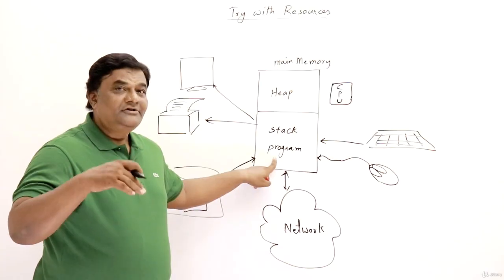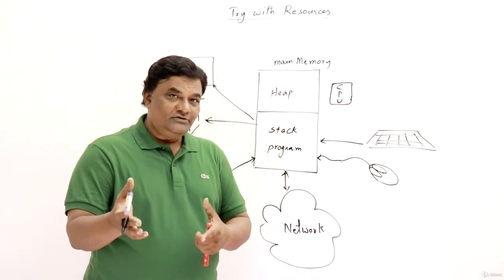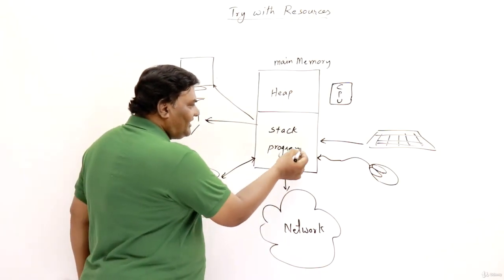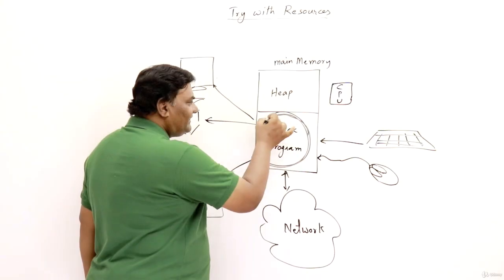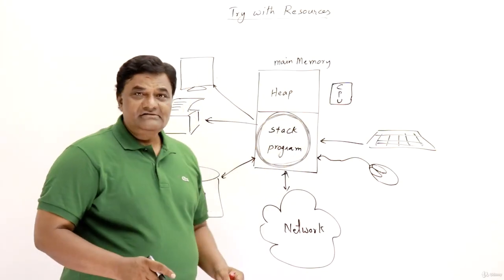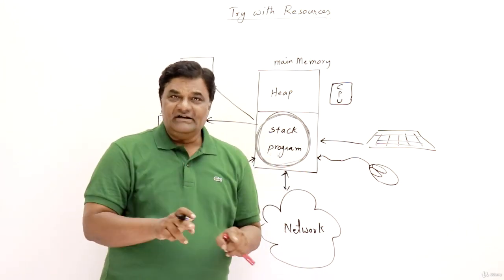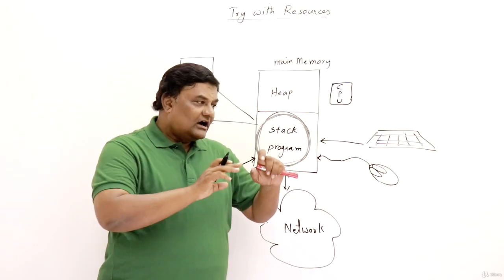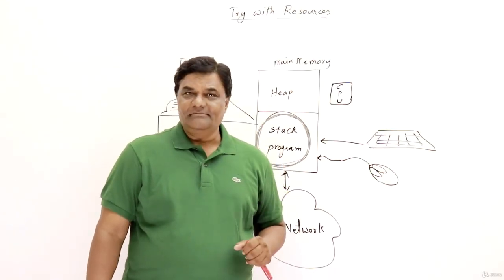Now the program uses the memory in the form of the stack and heap. We already know about it. So the program and its stack is one entity. This is the actual program, or this is called the context of a program. Context, its own area, its own boundary. Outside that boundary is external. Everything is external for the program.